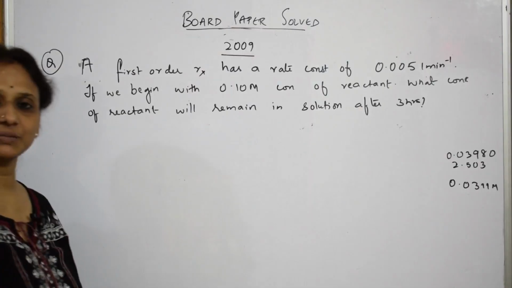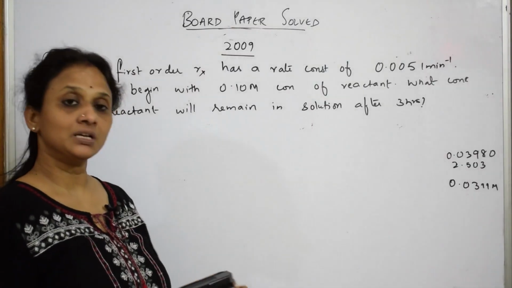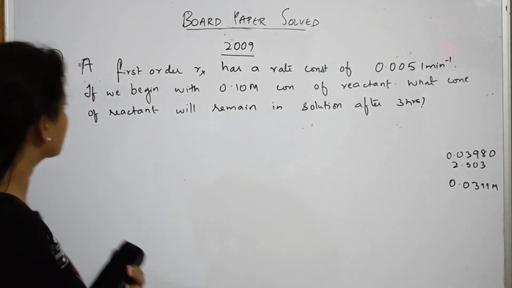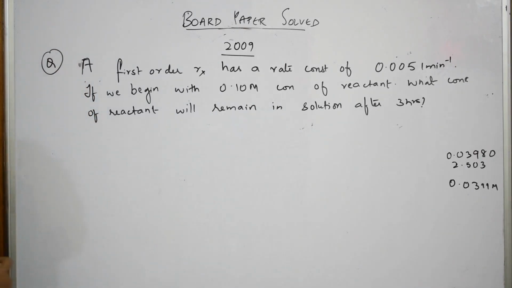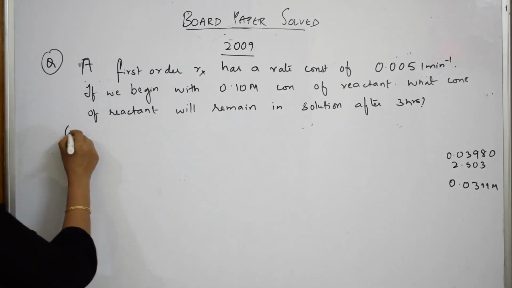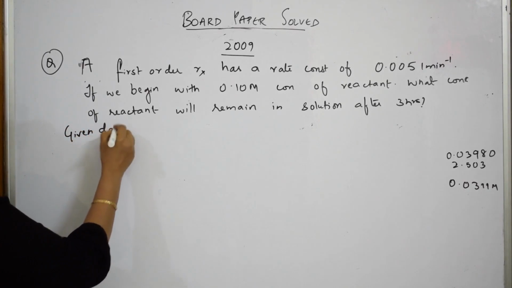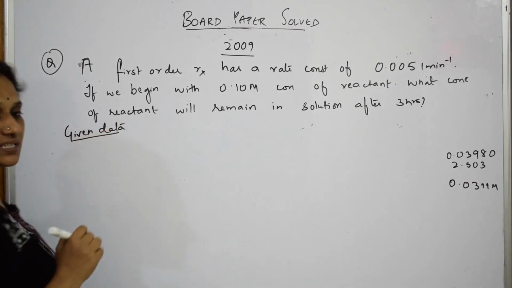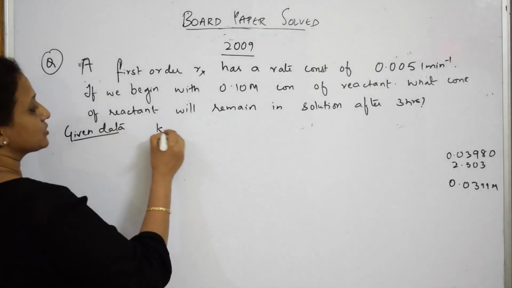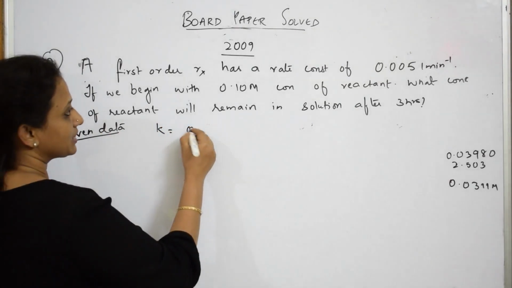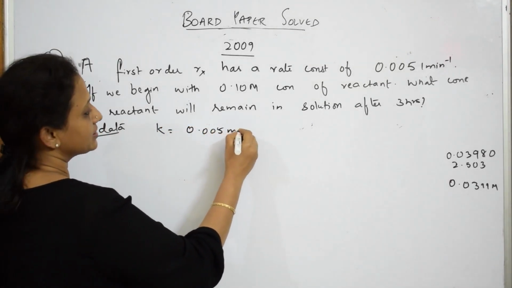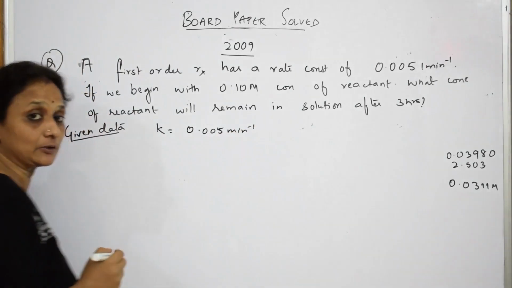Thank you so much. Back to solve the 2009 paper. So let us read the question first. A first order reaction has a rate constant of so much. Okay, let us write the given data. What is given to us? Rate constant is given to us, K, right? It is represented by K. So this is in minute inverse. This is the unit for a first order rate.